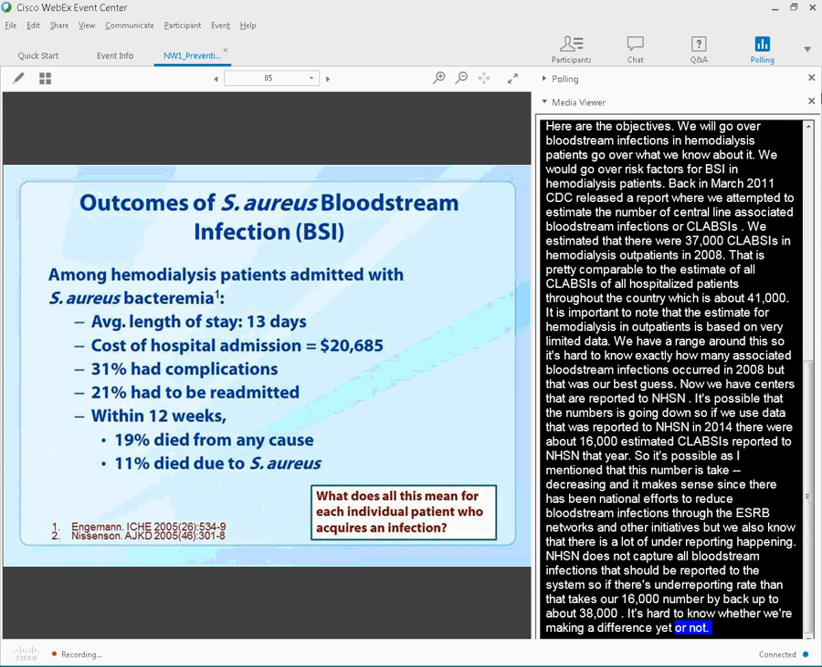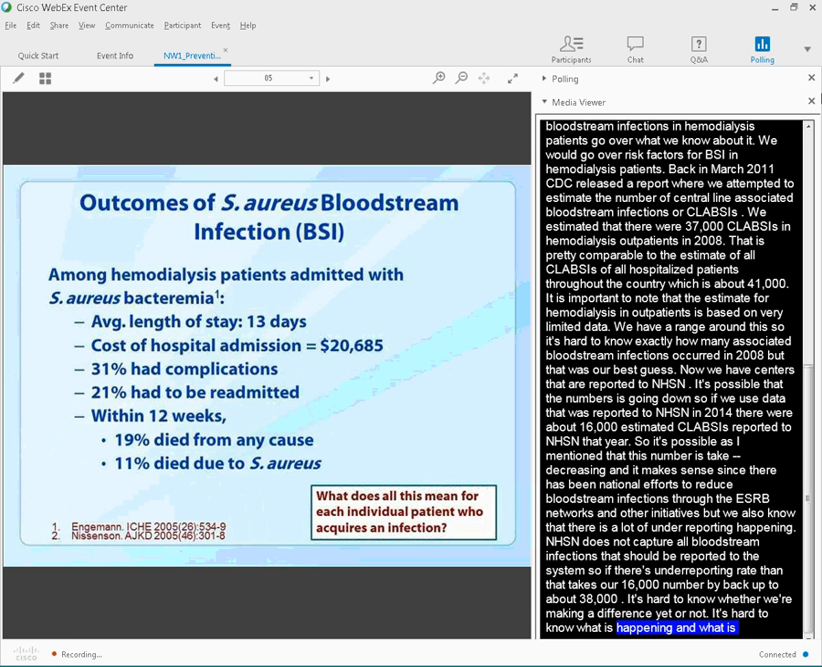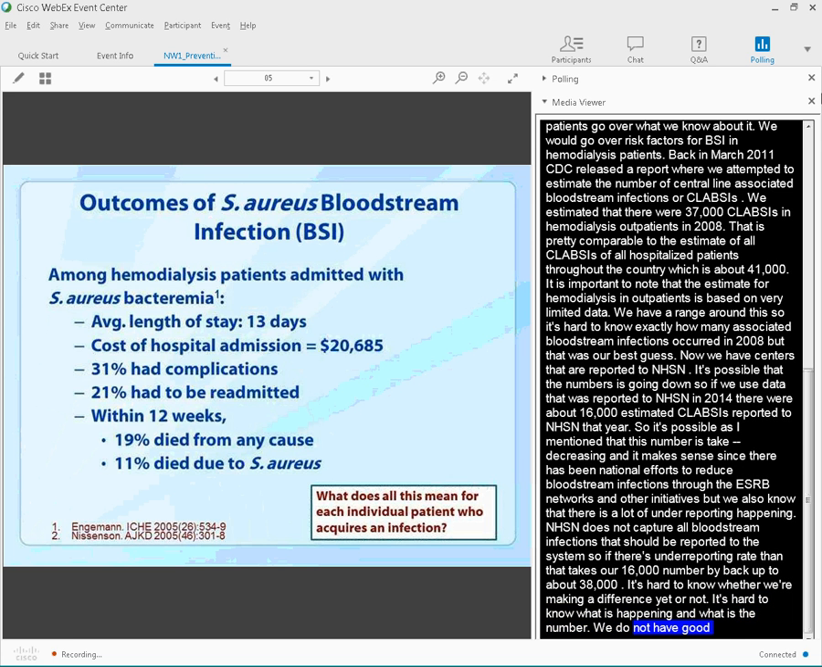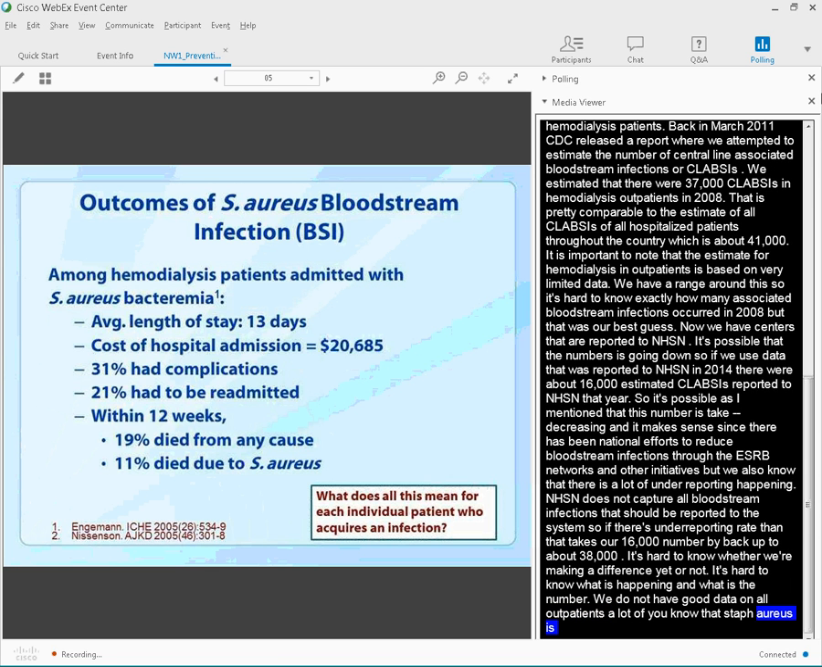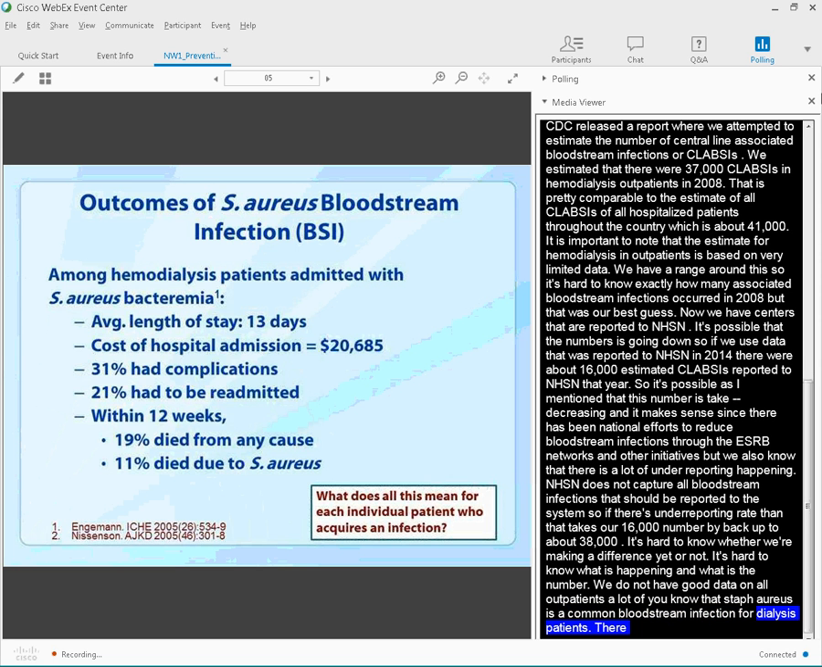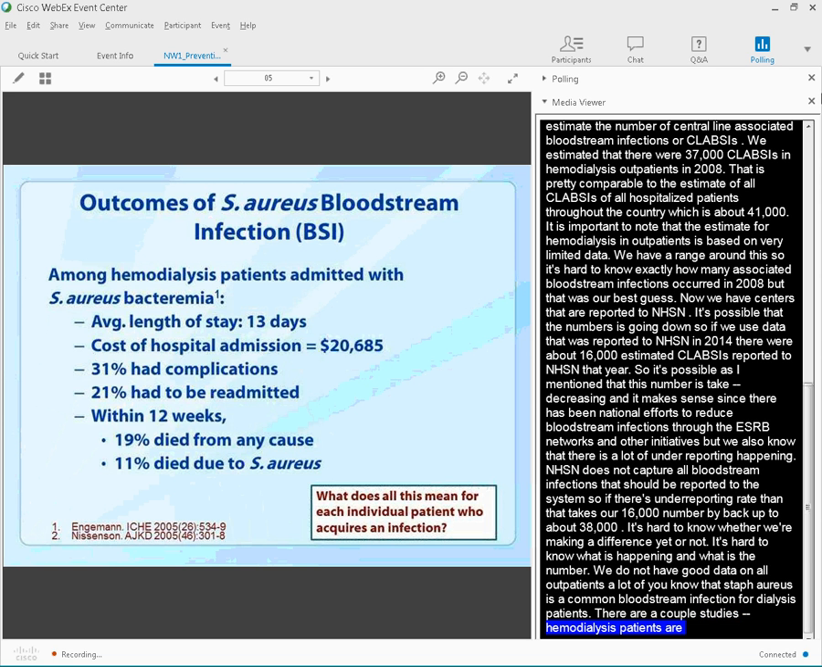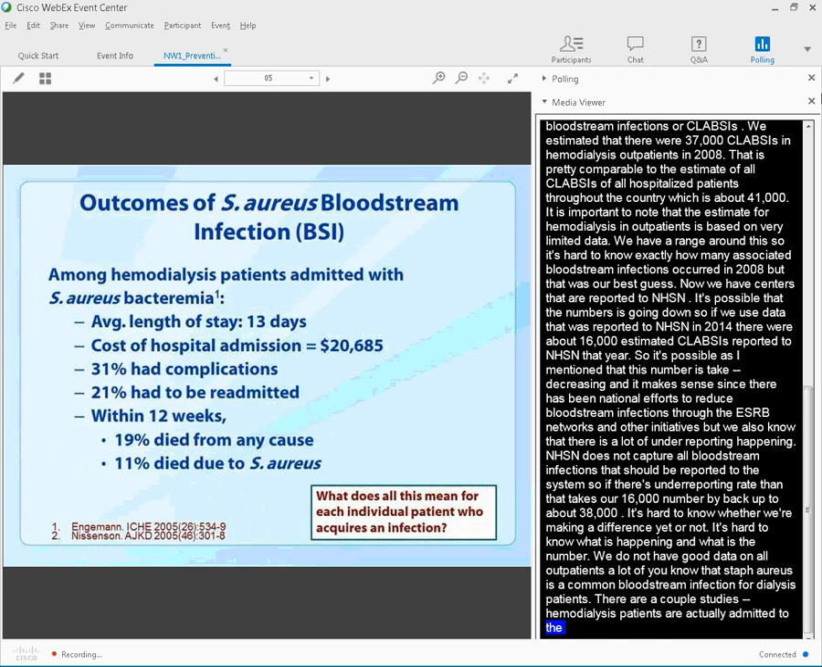So we don't, unfortunately, have good outcomes data on all bloodstream infections in hemodialysis patients. Most of the studies that have been published have focused on Staph aureus bloodstream infections specifically, and probably most of you know that Staph aureus is a common organism that can cause bloodstream infection, and it's one of the most common organisms to cause bloodstream infections in dialysis patients. So there are a couple of studies that looked at hemodialysis patients who were actually admitted to the hospital with a Staph aureus bloodstream infection. And most patients who have a Staph aureus BSI should be admitted to the hospital, so it's probably fairly representative. And they found that the average length of stay for these patients was 13 days.